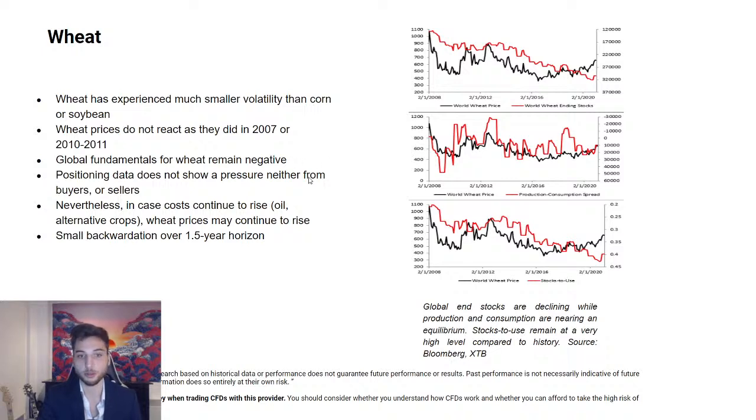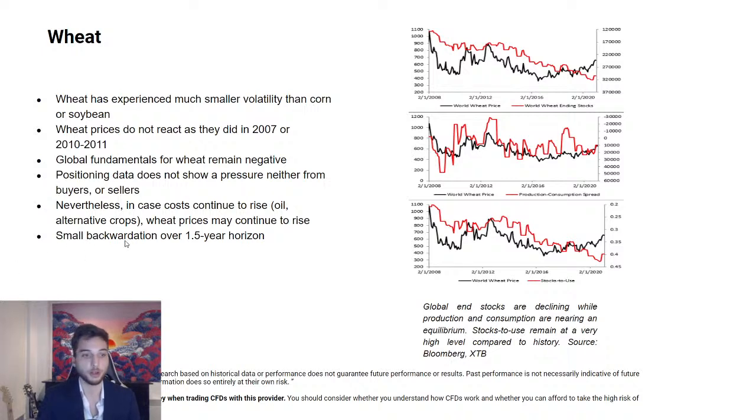Positioning data does not show pressure from either buyers or sellers, a similar situation to cocoa. Nevertheless, in case costs continue to rise, so oil, when it comes to these kinds of commodities, there are obviously associated costs with transportation or alternative crops. Wheat prices may continue to rise in case there are small costs, because the costs then get forwarded onto the consumer usually.